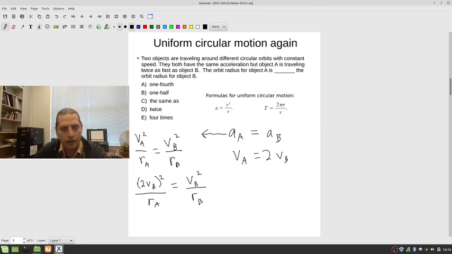And now I can expand this out and divide both sides by VB squared. So that would give me 4 over RA equals 1 over RB. And now I can just cross multiply, and that gives me 4RB equals RA. So the orbit radius for object A is 4 times the orbit radius for object B.